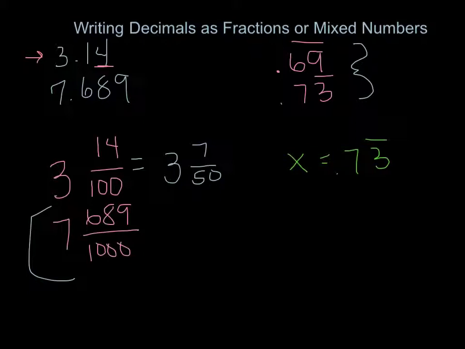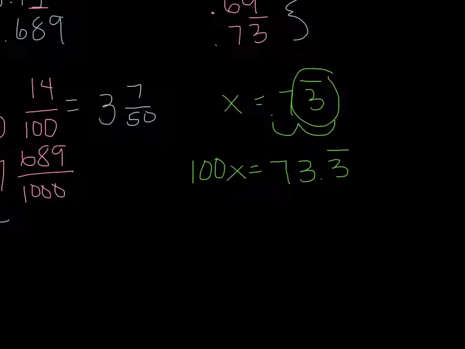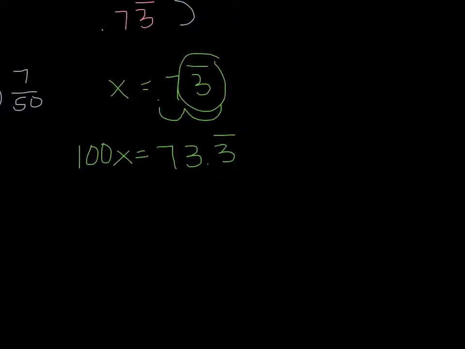Well, to do that, this is in the hundredths place, so I know I'm going to have to multiply it by 100. So if I have 100x, and if I multiply by 100, that means I'm going to move the decimal place over 2. So I'm going to have 73.3 repeating. Now this number is a little bit trickier than some of our other ones because the repeating bar does not extend all the way to the decimal. It is only over the hundredths place.